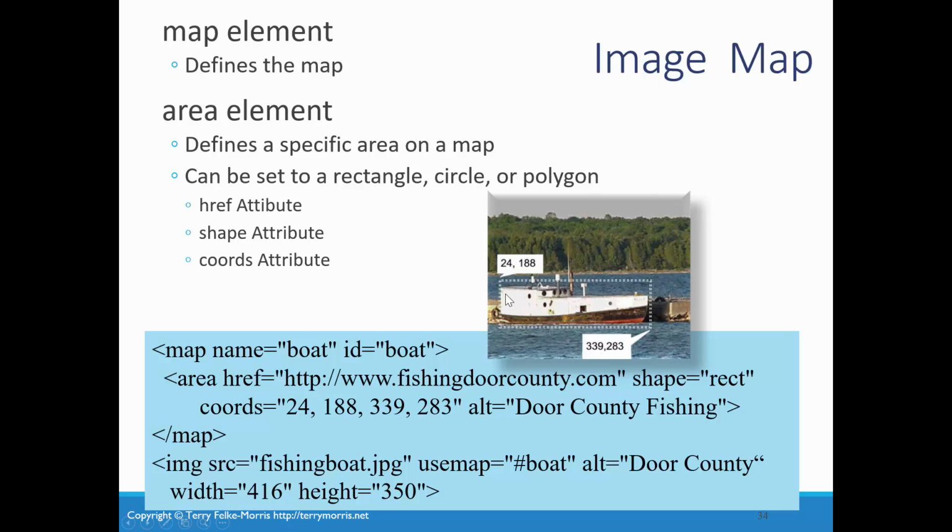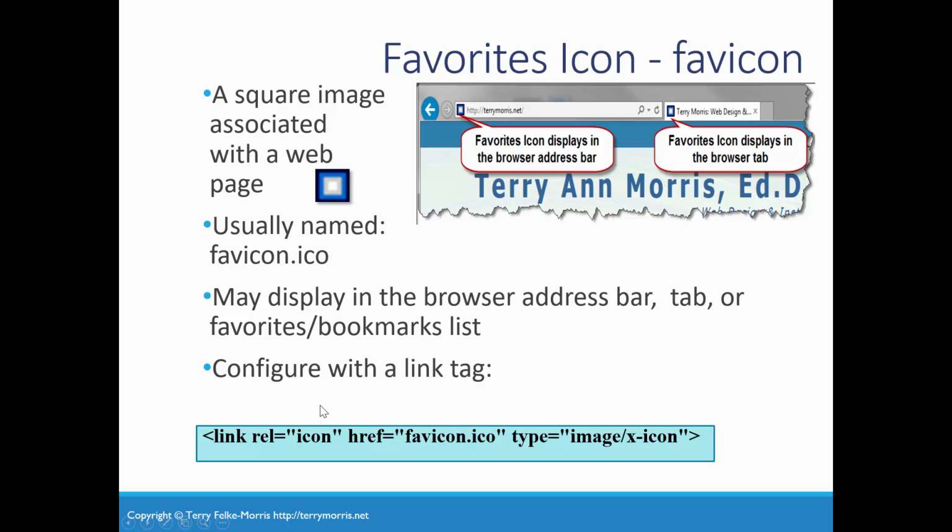Okay, so as mentioned right here, an image map has a map element that defines the map and an area which defines what in the map is going to be clickable. You can set the shape to be rectangular, circular, or polygon, where you kind of hand draw the shape yourself. It has an href attribute which says what page or pages you should bring up, a shape attribute which is again one of these, and a coordinates attribute.